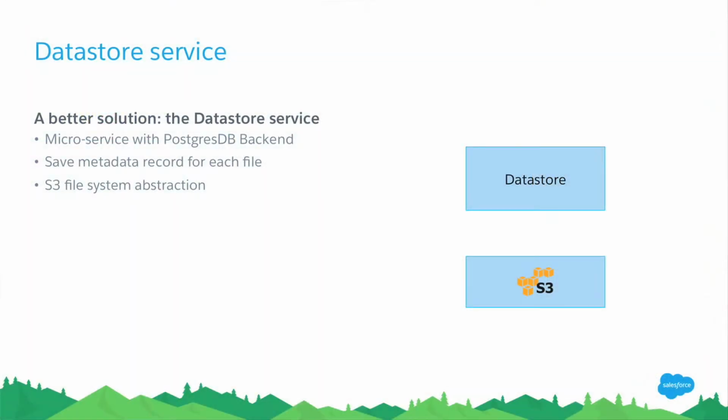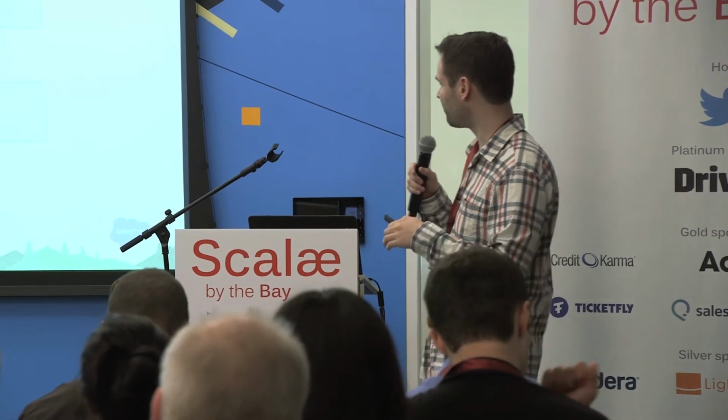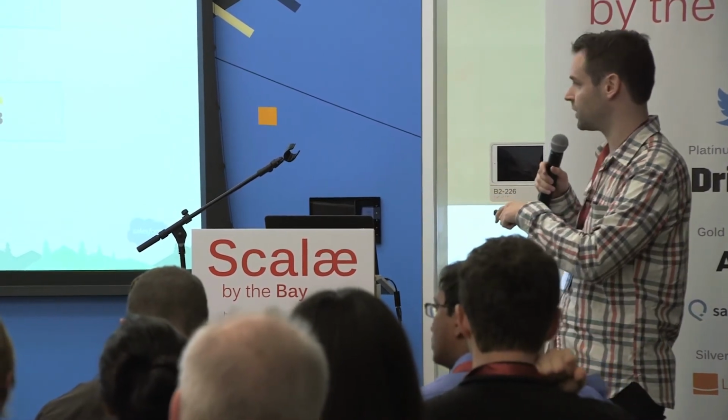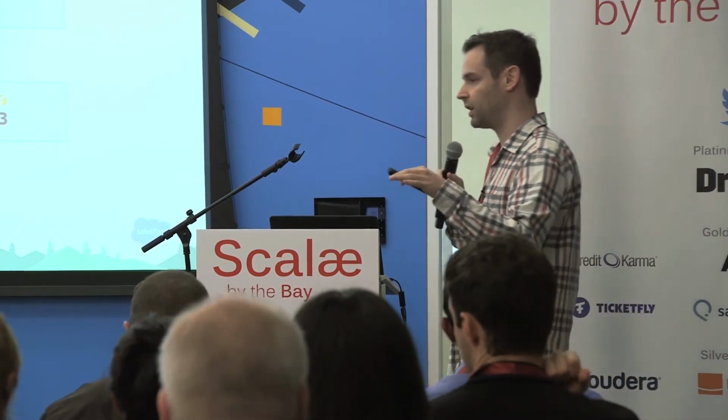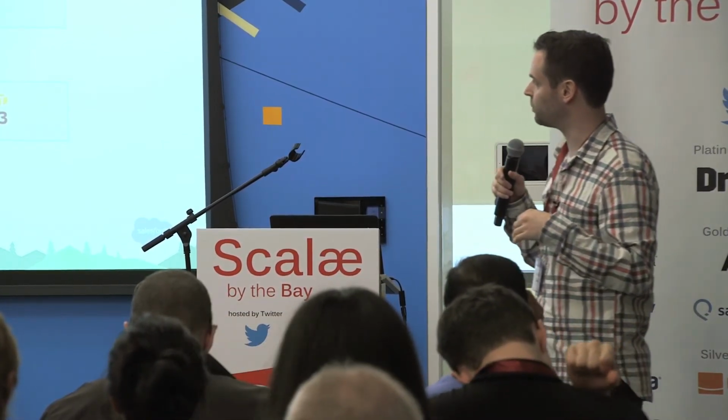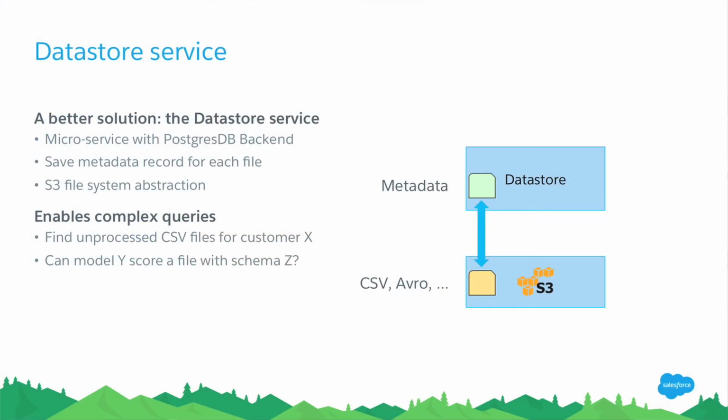So we built a microservice called the Datastore service using Akka-http, and we connected it to a Postgres database. Basically what this Datastore service allows us to do is, whenever we want to save a file to S3, we are also writing a record in the Postgres database, sending a record to that datastore that contains all the information about this file. By keeping these two things in synchronization, we're able to do a nice abstraction over the S3 file system, and we're able to answer very complex queries about the data.